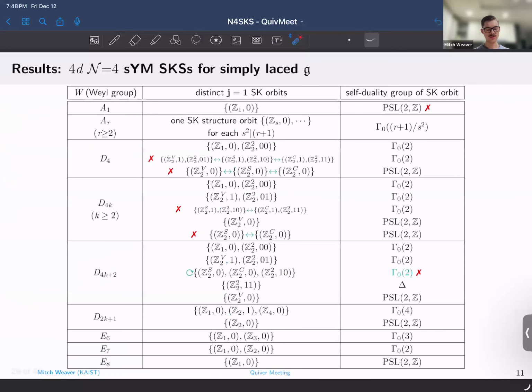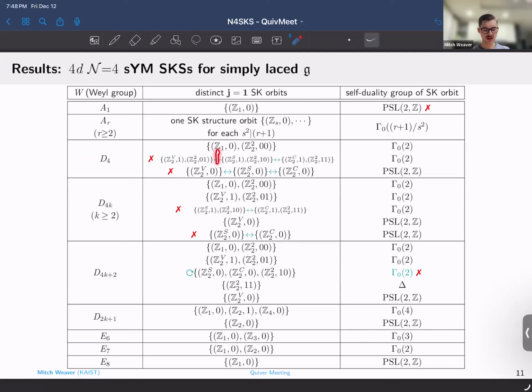Okay, so here are the results then. I'll present these in two parts, starting with the simply laced case and then the non-simply laced. But what should you pay attention to here? In the second column, each row corresponds to an SK structure orbit, and the pairs in the orbit are the SK structures for a given H.